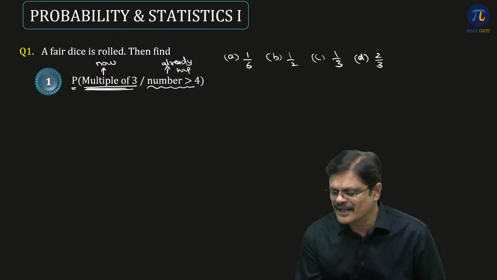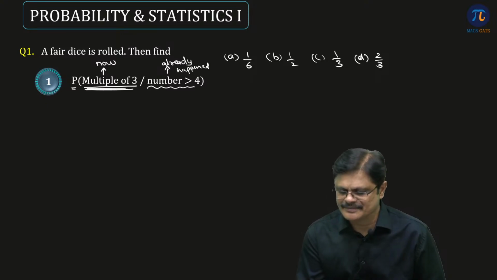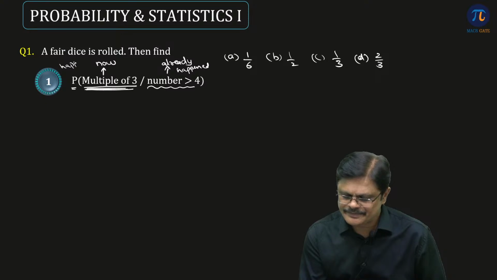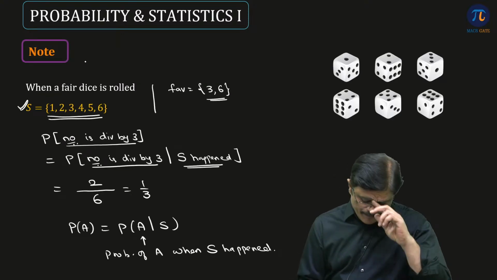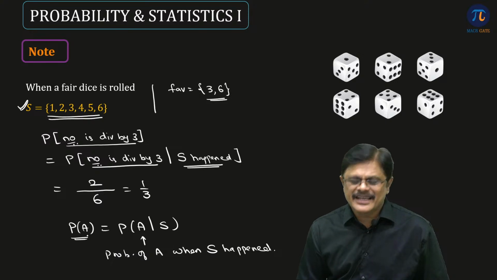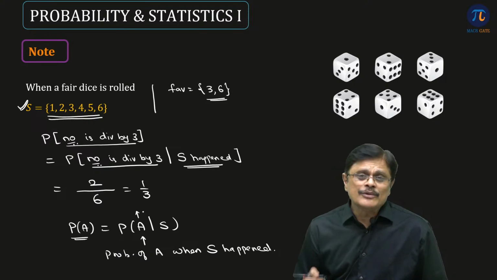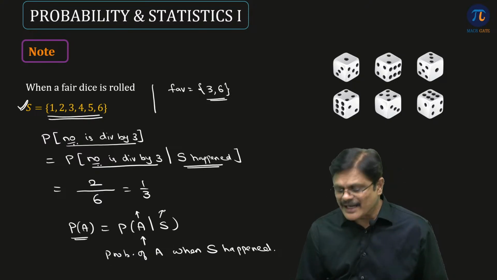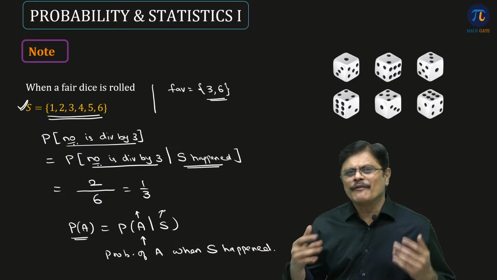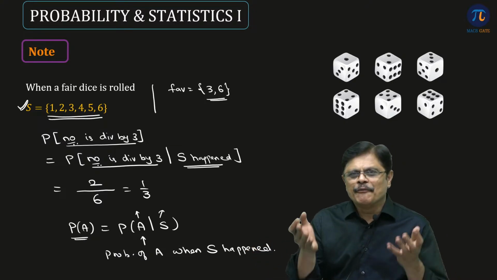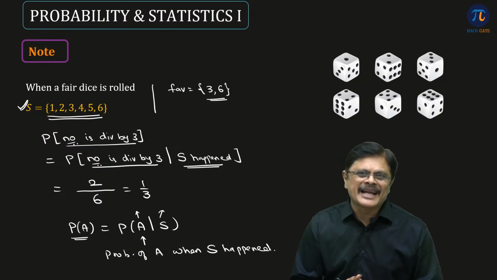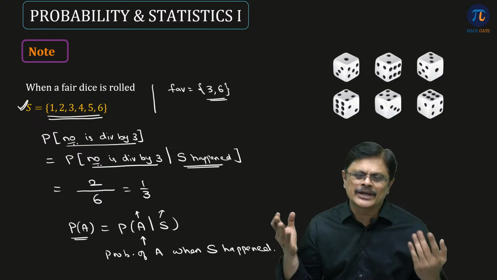This is already happening now. See, if you see the original problem, probability of any event is what is happening now, the event, and what is already happened, the sample space. So when it is sample space, there is no need of mentioning it. Obviously, when that particular random experiment happens, all the outcomes are happening.